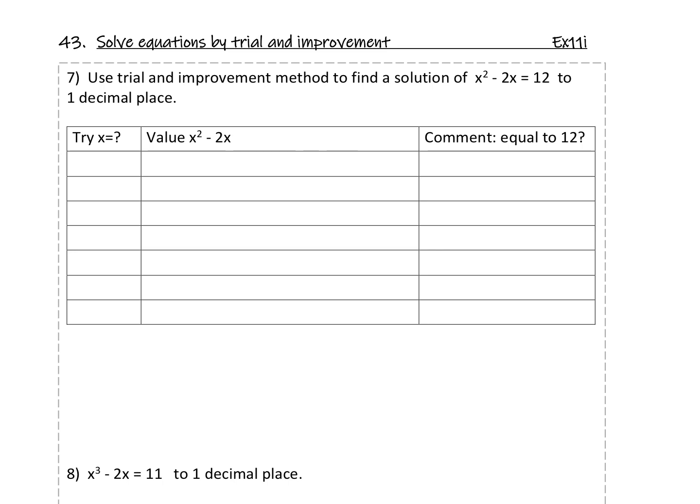Solve equations by trial and improvement. Pause the video and have a go at examples 7 and 8. Example 7, we have to use the trial and improvement method to find a solution of x squared minus 2x equals 12 to one decimal place.